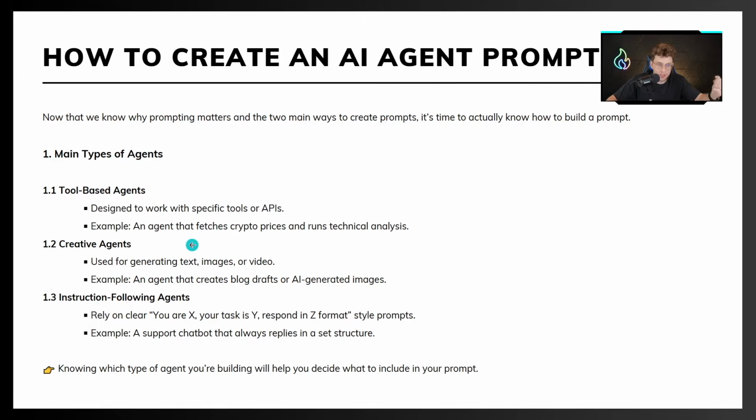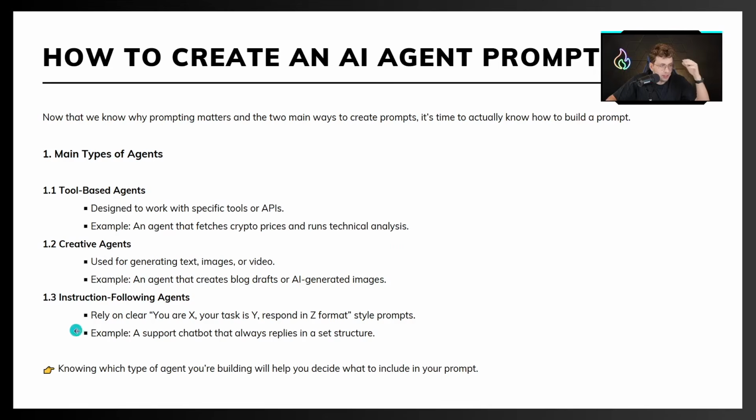However, we've got other agent types, such as creative agents, used for generating text, images, or video. So we've got actually a lot of them. All of these types are inside the course, inside some automations. But this is the huge difference, let's say, between a tool-based agent and a creative agent, because this agent is generating text, once again, images or video, an agent that creates blog drafts or AI-generated images.